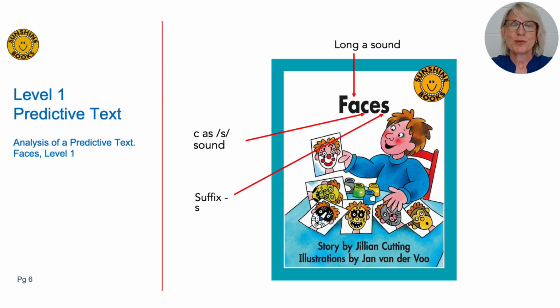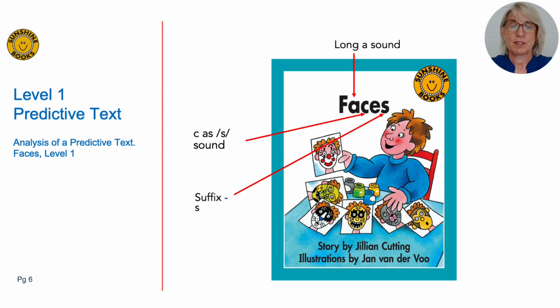Here we're going to analyse a predictive text. This one is from Sunshine Books, and back in the balanced literacy days we used to give this book to 5-year-olds perhaps in their first week of being at school. But we can see by the title alone, Faces, that there's a lot of complexity here from a reading point of view. We've got the A representing the long sound. We've got the C representing the soft sound, and then we've got the suffix S on the end of that word.